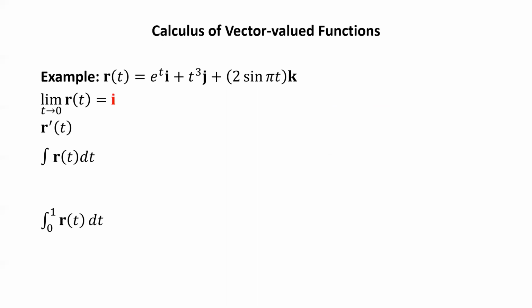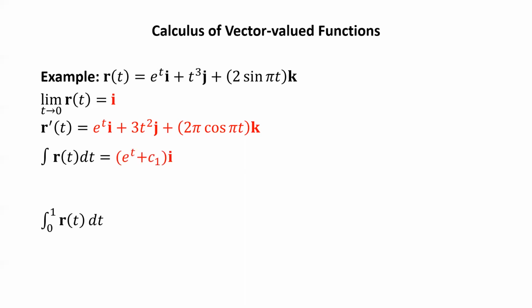Now for r prime of t, we differentiate component by component. The derivative of e to the t is e to the t, so we get e to the t i. The derivative of t cubed is 3t squared, so we get plus 3t squared j. And the derivative of 2 sine pi t is 2 cosine pi t times pi. There's a little chain rule in there, so we get 2 pi cosine pi t times k.